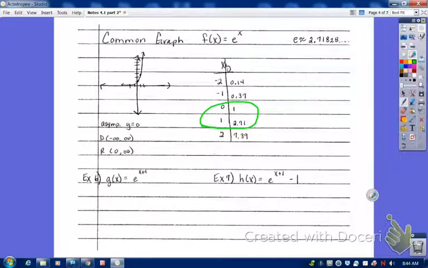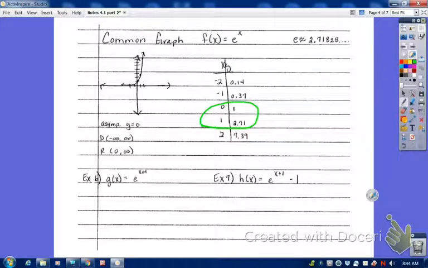Why is e to the x growth? Because e is a value that's greater than 1. It's a real value. It's not an unknown. It's not a variable. It's a value, 2.71, and so on. So we're going to take those 2 points, and we're going to do the transformations on a new graph. So we have a new parent function here.